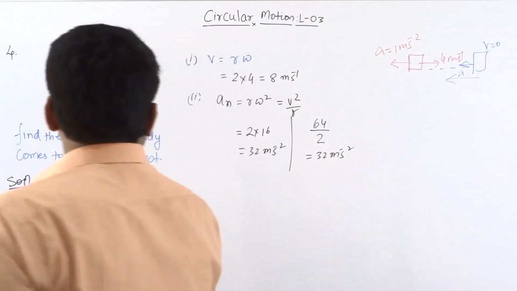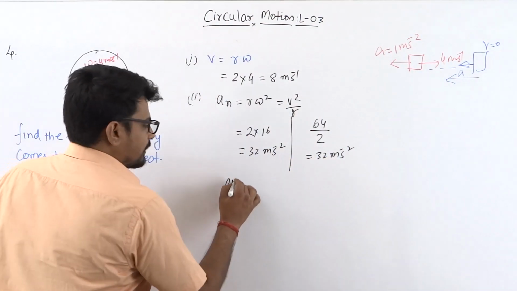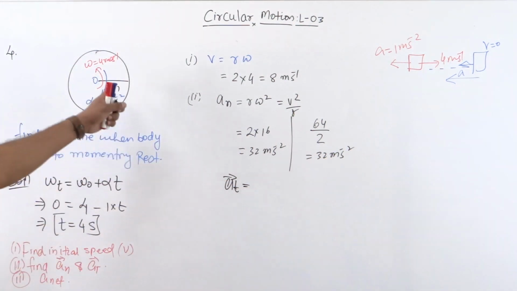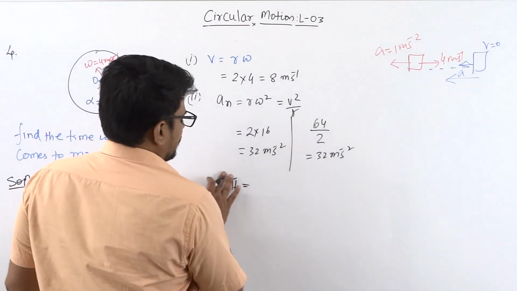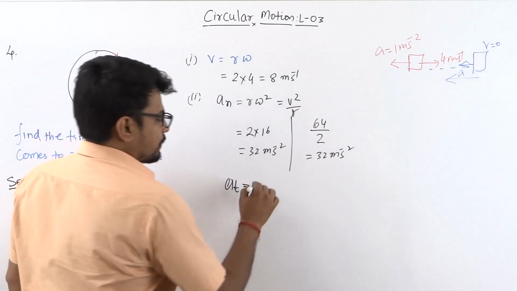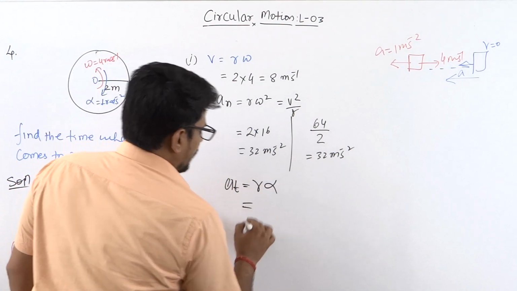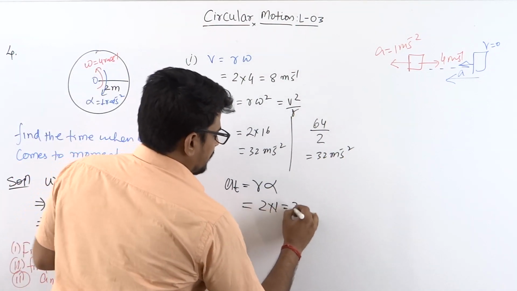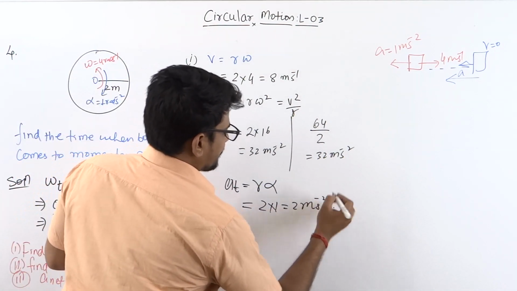Now we also have to find the tangential acceleration. अच्छा, तो टेंजेंशियल कैसे निकालोगे जी, अल्फा पता है मेरे को, a tangential should be how much, r alpha, तो r is how much, 2, alpha is 1, so 2 into 1 that's going to be 2 मीटर per second squared.